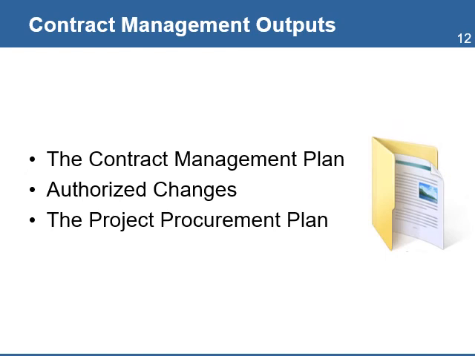The project team will use the above information to develop 3 important documents for the project: the contract management plan, which describes the steps to take requests for any changes, the people who can authorize the changes, and the process to incorporate the changes. The authorized changes to the contracts, and the project procurement plan, a document that identifies all the purchases of goods and services needed by the project, including the dates and budget limits for each purchase.